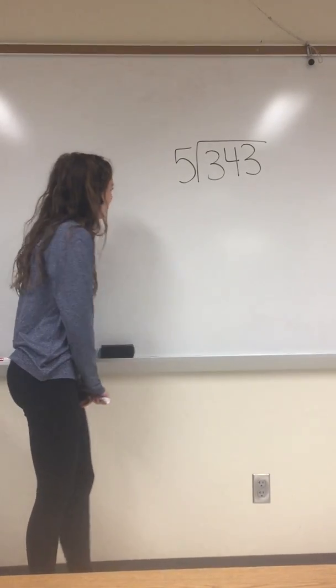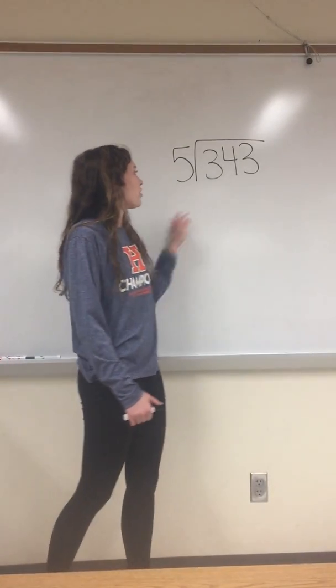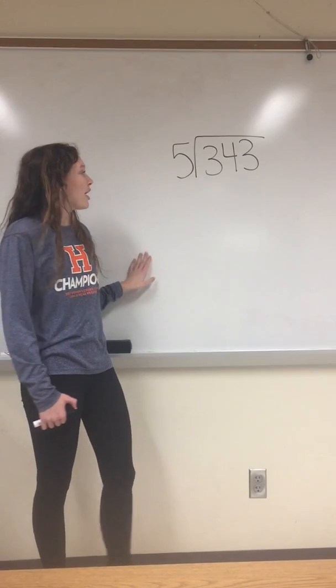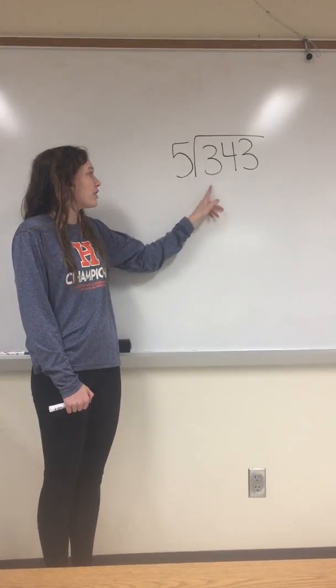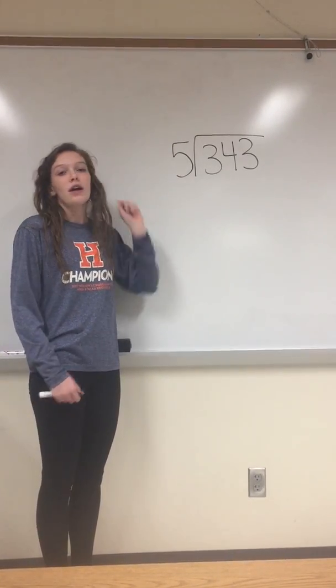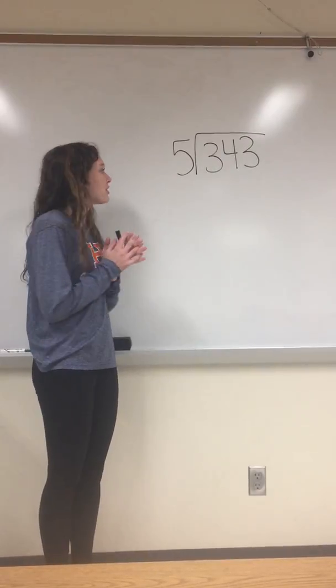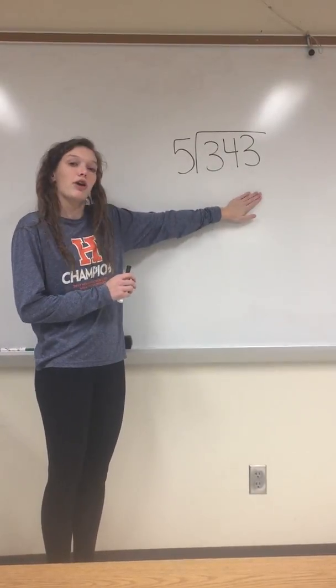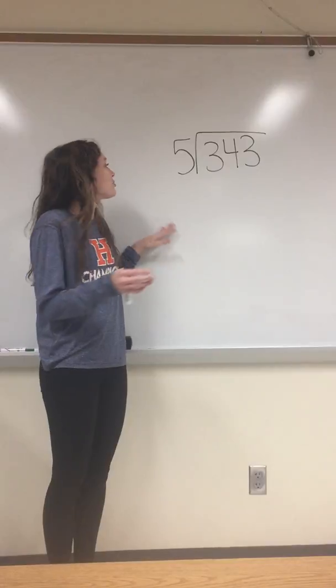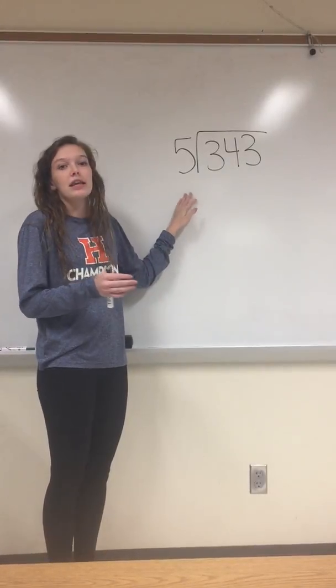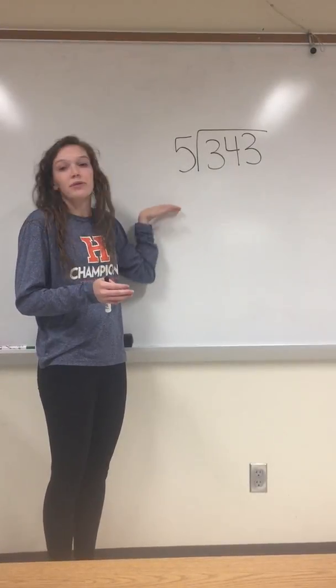Okay, so today we are going to be using the U.S. standard algorithm to solve division problems, and the problem we have here is 343 divided by 5. The word problem that went with this was there are 343 runners. If we wanted to split them up into 5 different races, how many runners would be able to be in each race?